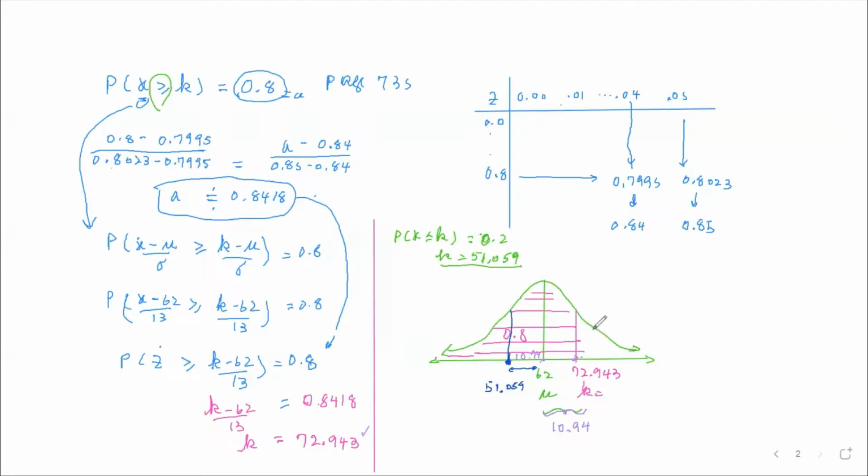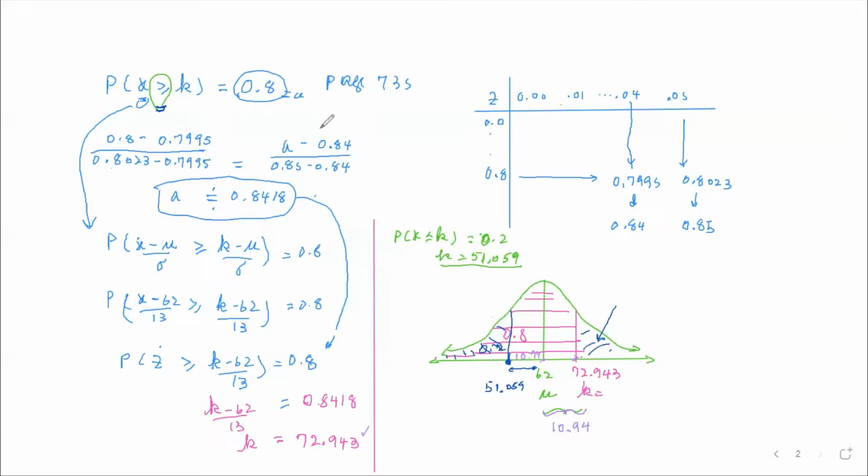Actually, this empty area here, this side, should be symmetrical to this side, right? So that means this side is what? 0.2. This area is going to be 0.2. Okay, so this is the answer. That's why when we work from the greater than, we have to do more steps to get the final answer.